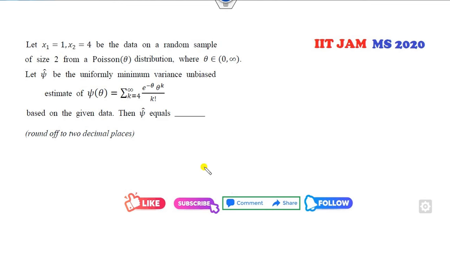Okay, look at this another one. x1 and x2 are there. N is given as 2. Again it is a Poisson distribution. Fine. So what is the sufficient estimate of the Poisson distribution?